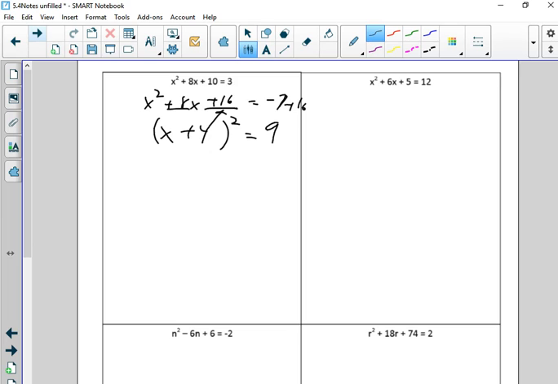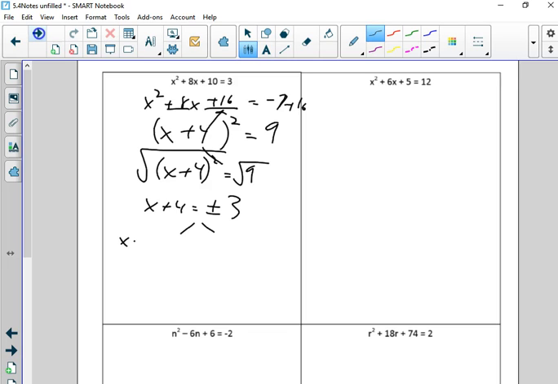Now I'm going to rewrite it so we're not doing too much at one time. X plus 4 squared equals 9. We're going to square root, cancel that, square root. That gives me x plus 4 equals plus or minus 3, because the square root of 9 is 3. And now I just break it down into two problems. X plus 4 equals positive 3, and x plus 4 equals negative 3. Subtract 4, x equals negative 1. Subtract 4, x equals negative 7.